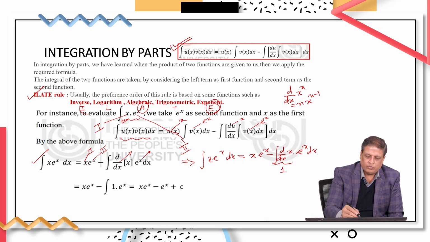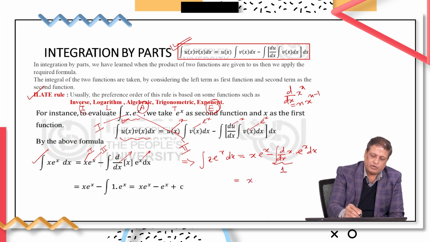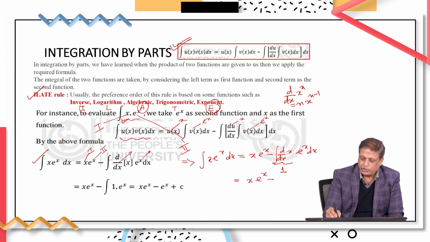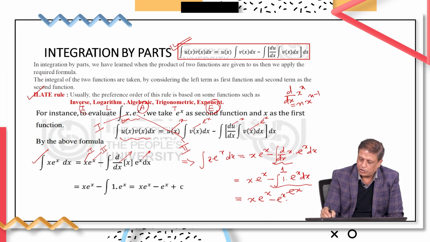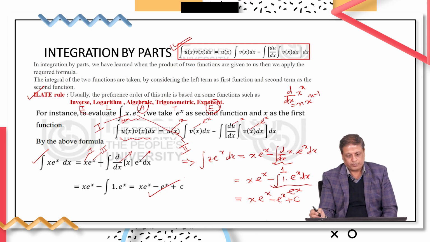For better understanding, one more numerical is there that we are going to solve: x into log x dx. Now, again ILATE, so this is an algebraic function and this is logarithmic. So, logarithmic appears first and algebraic appears second. So, this will be taken as second function and log x will be taken as first function.